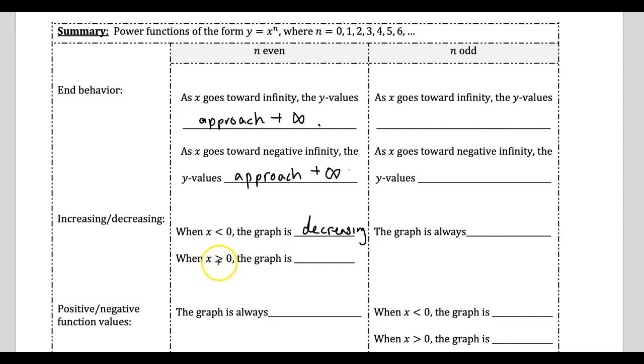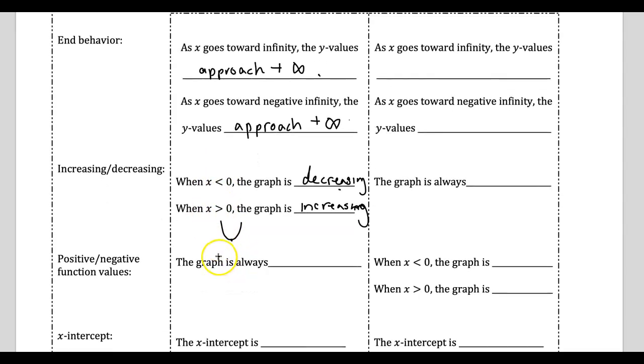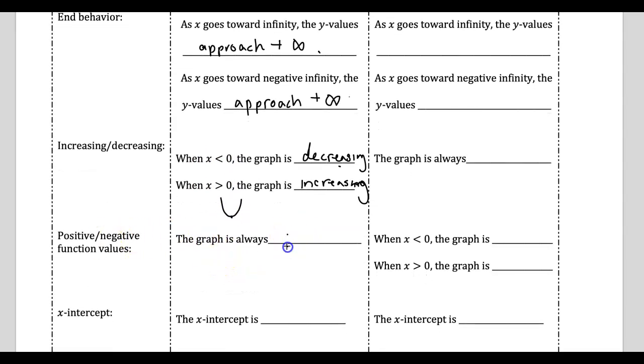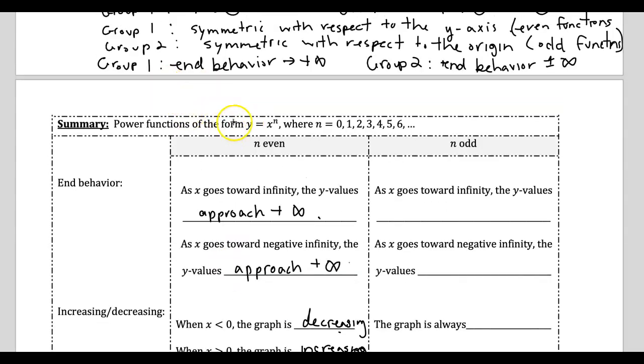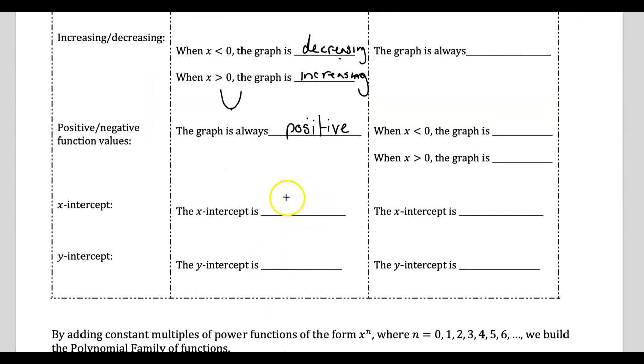And when x is greater than 0, the graph is increasing, because you have this shape to it, right? Decreasing and then increasing. The graph is always positive for even functions, as we noted in our observations. The x-intercept, if it's just a straight up power function, is going to be 0, and the y-intercept is also 0. Okay.